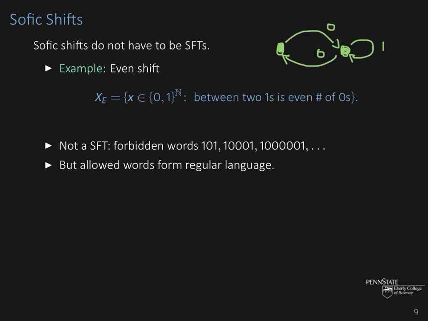But note that the even shift is not a shift of finite type, because we have an infinite set of forbidden words: 1, 0, 1; 1, 0, 0, 1; 1, 0, 0, 0, 0, 0, 1; and so on. But the allowed words form a regular language, as witnessed by this finite automaton here.